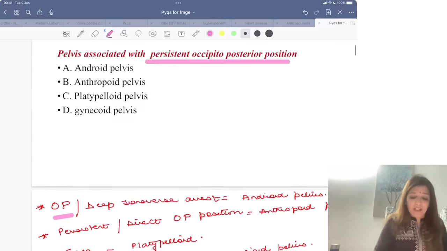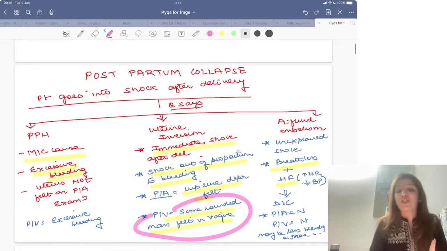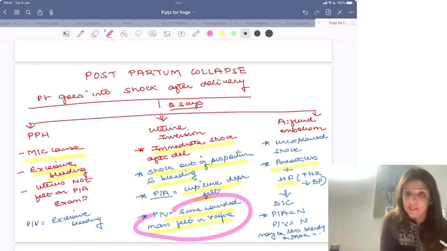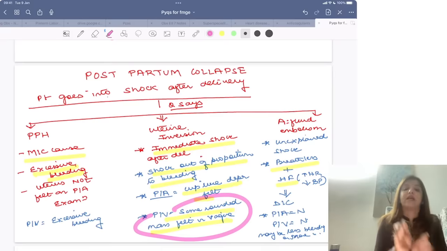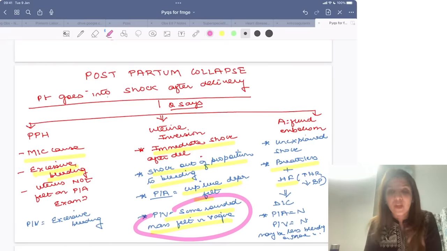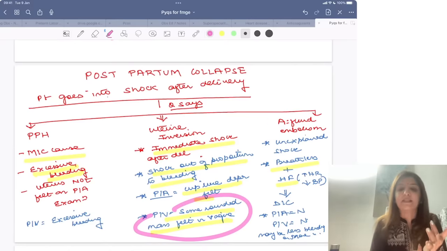Abhinandan, I will repeat only this much, that if your question is saying breathlessness and collapse, so patient has gone into collapse and your question says breathlessness, that means it is amniotic fluid embolism, right? In case of amniotic fluid embolism, per abdominal examination normal hoga, per vaginal examination normal hoga.